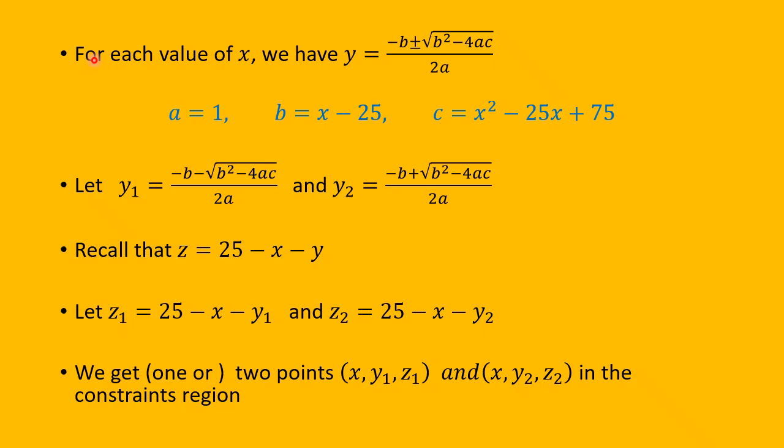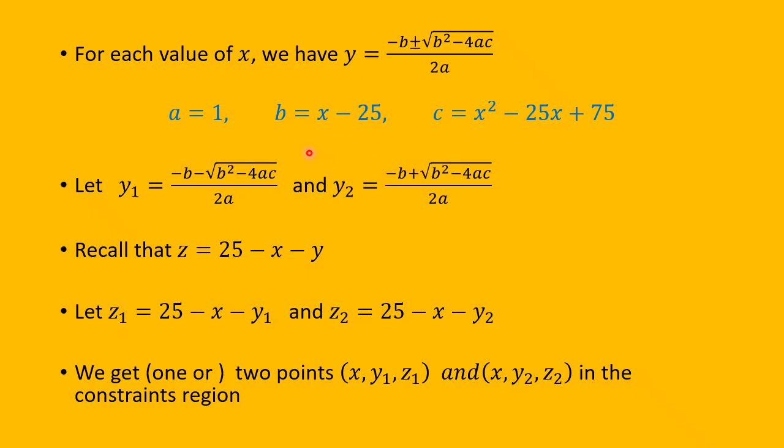So using the quadratic formula, for each value of x, y is minus b plus or minus the square root of b squared minus 4ac over 2a. And in this quadratic formula, a is going to be 1, b is going to be x minus 25, and c is going to be x squared minus 25x plus 75. So then we have two solutions here if the discriminant is positive, one for the plus sign, one for the minus sign. So let y1 be the solution if we have the minus sign. We'll let y sub 2 be the solution if we have the plus sign.